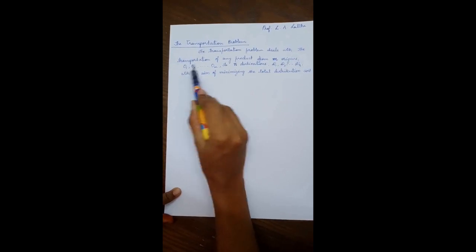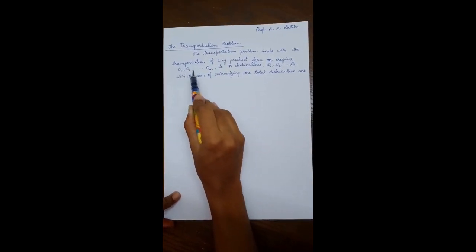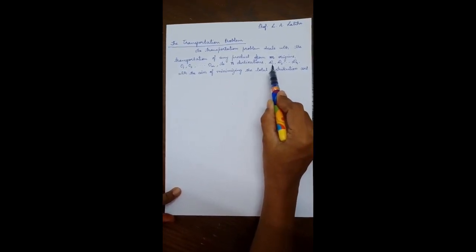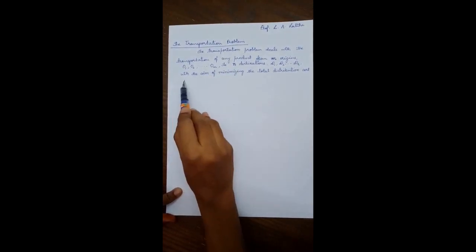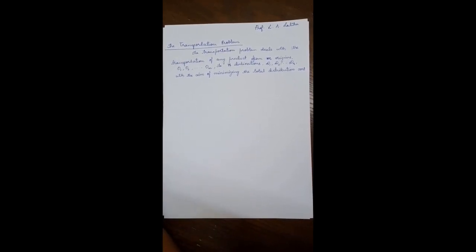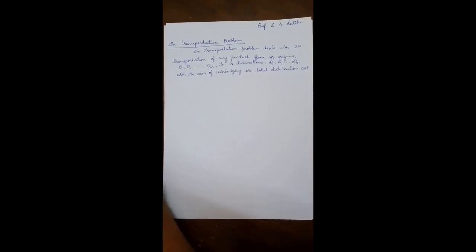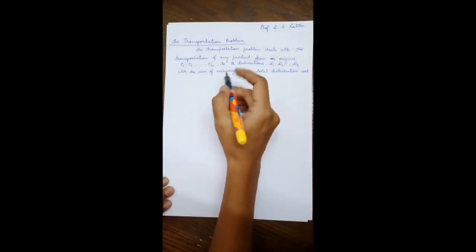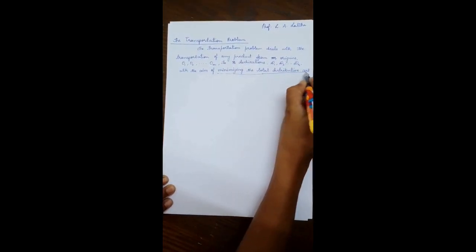The transportation problem deals with the transportation of any product from M origins, represented as O1, origin 1, origin 2, till origin M, to N destinations, represented by D1, D2, till Dn, with the aim of minimizing the total distribution cost. So, given a transportation problem, the main aim is to minimize the total distribution cost. You have come across a few terminologies here. We have origin, we have destination, and we have to minimize the total distribution cost.